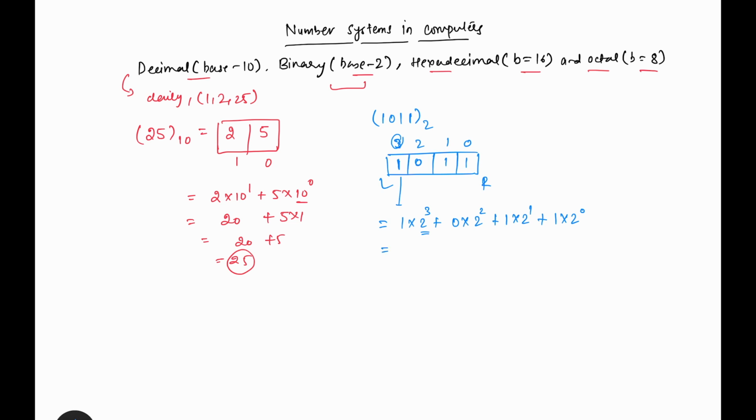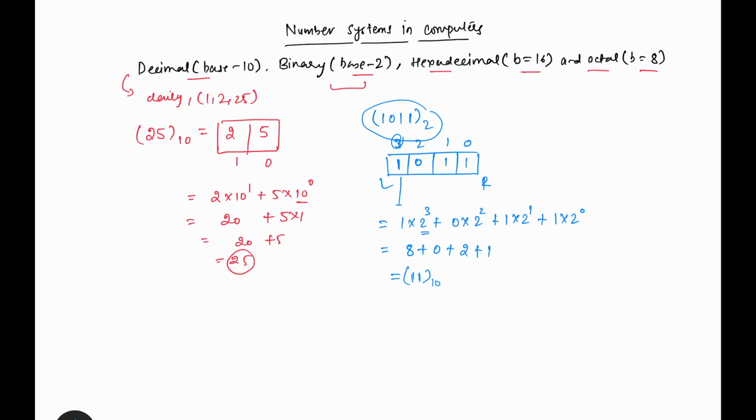Now 2 power 3 is 8. 0 into 2 power 2 will be 0. 1 into 2 power 1 will be 2, and 1 into 2 power 0 is 1 into 1, which will be 1. So this binary number in decimal form is 11. You can also write it like this.